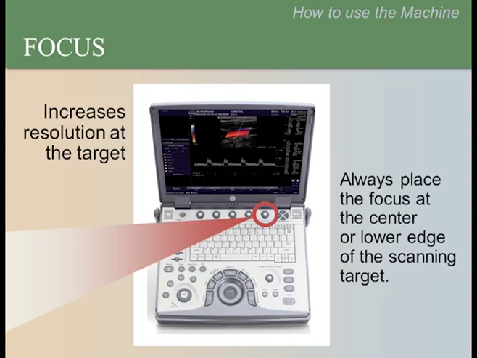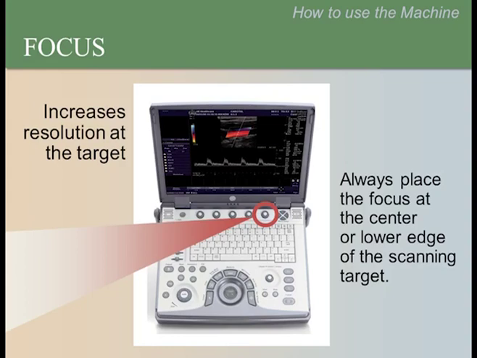The last of the 5 key functions is the focus. The focus increases resolution of the target. Resolution is the capability of the sensor to observe or measure the smallest object clearly with distinct boundaries. Another way to say this is that you can see more detail in the image. Please locate the focus on your ultrasound machine.